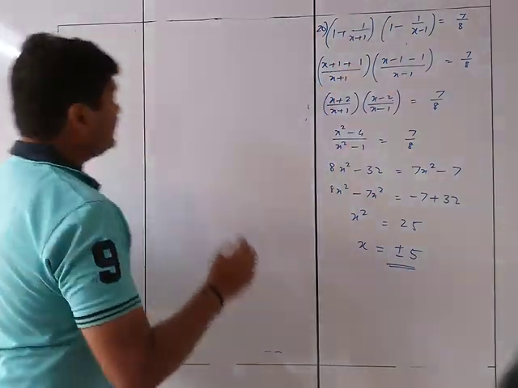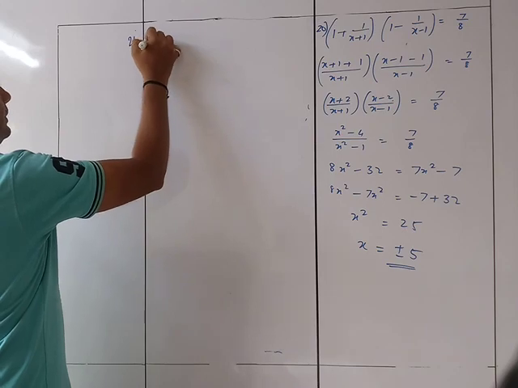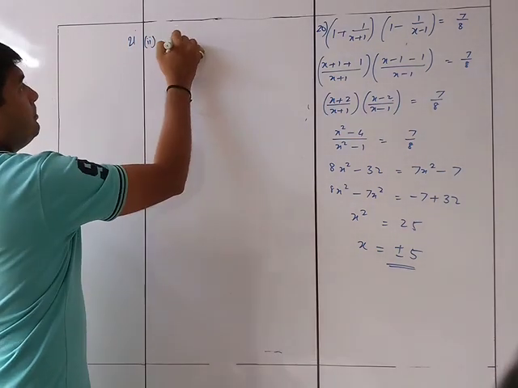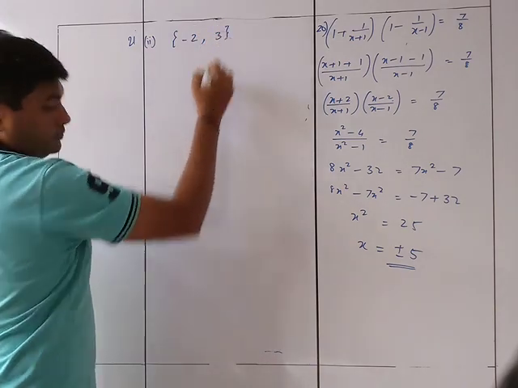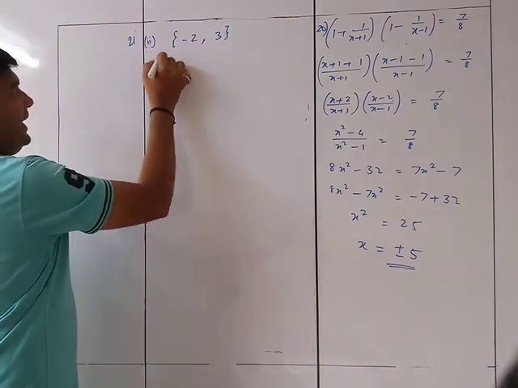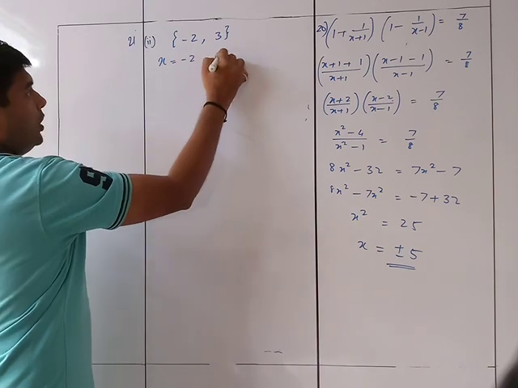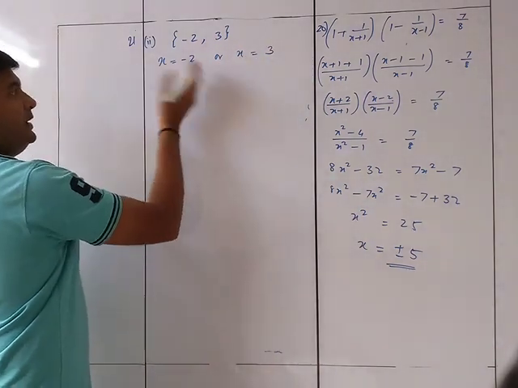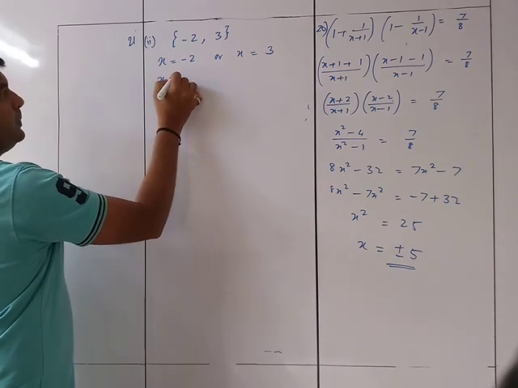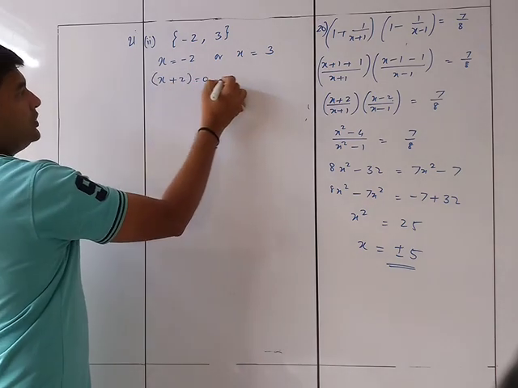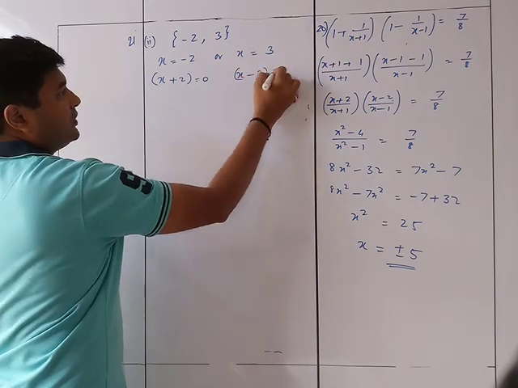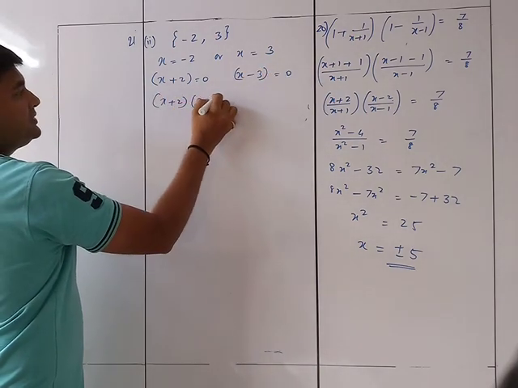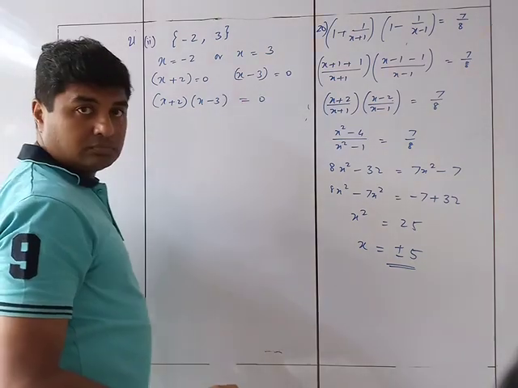They are given you, let's say the 21st ka second sum, they are given you the solution as -2, 3. That means x is equals to -2 or x is equals to 3. Just as you write here. Now what will happen? Take it on this side. So x plus 2 is equals to 0. x minus 3 is equals to 0. That means x plus 2 into x minus 3 is equals to 0.